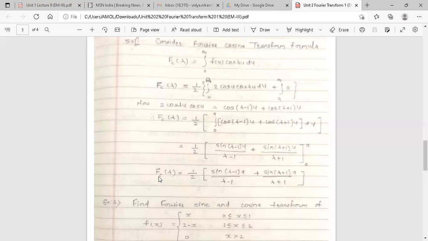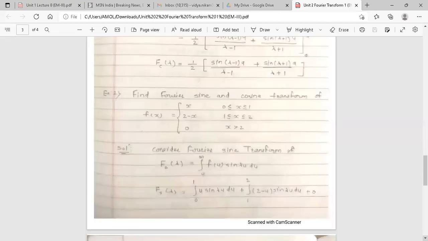So your answer is here. The Fourier cosine transform is 1 by 2 times, inside the bracket, sine of lambda minus 1 into a upon lambda minus 1 plus sine of lambda plus 1 into a upon lambda plus 1. So this is your answer.